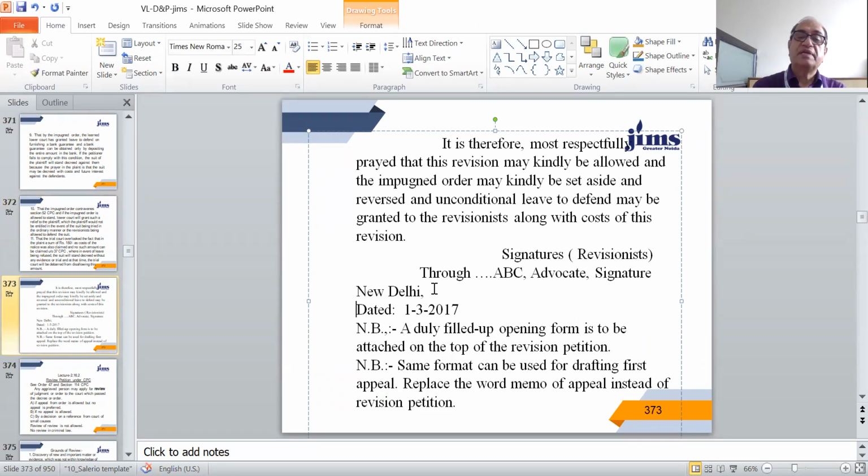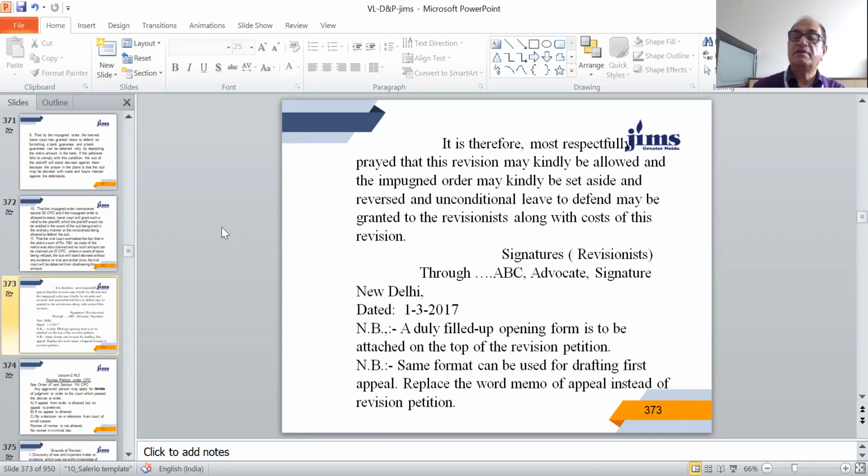Please note that a duly filled up opening form is to be attached on the top of the revision petition, and the same format can be used for drafting a first appeal, where you will replace the words revision petition with memo of appeal. So dear students, this is how we have learned the drafting of a revision petition, incorporating all the three grounds on the basis of which a revision can be filed.